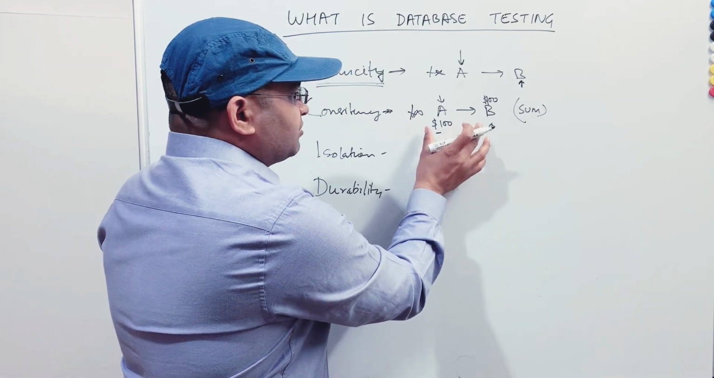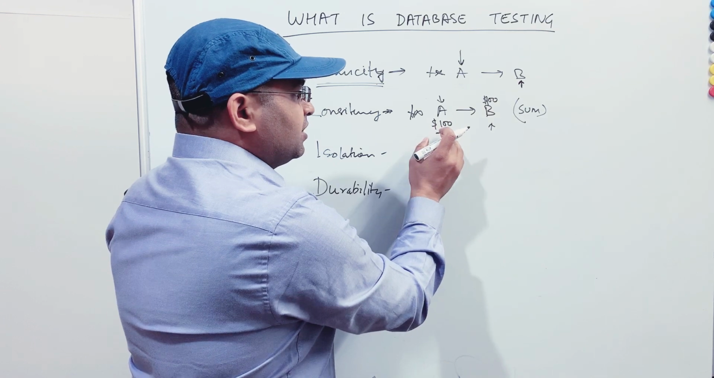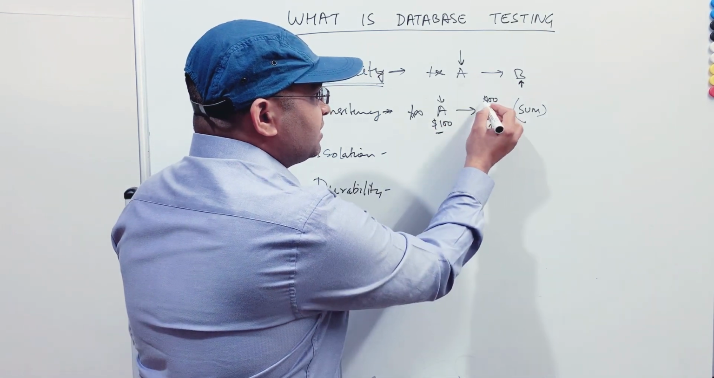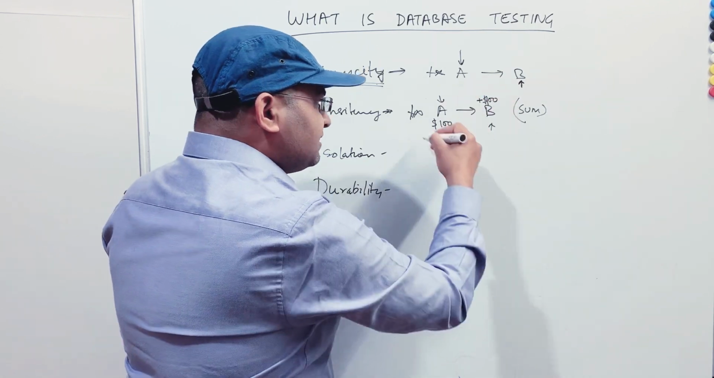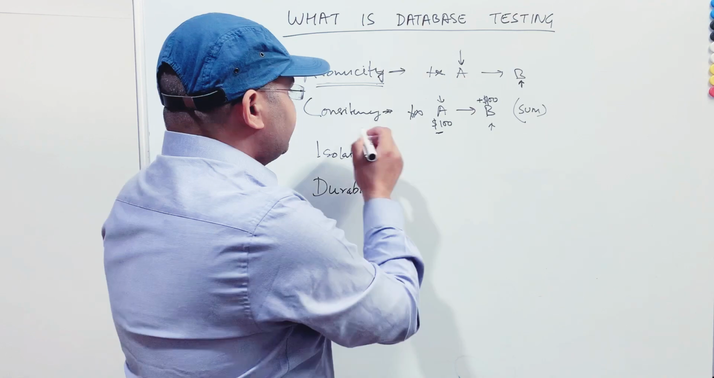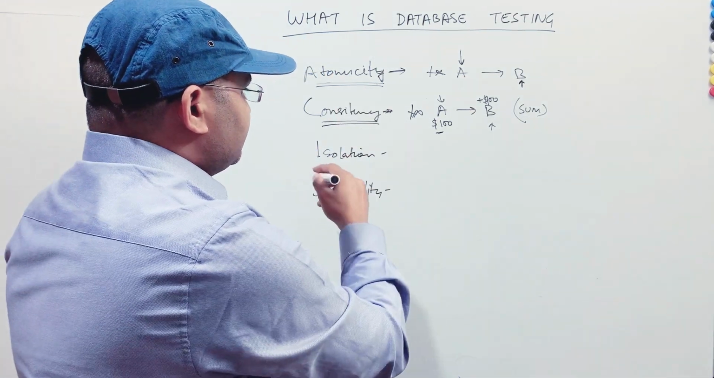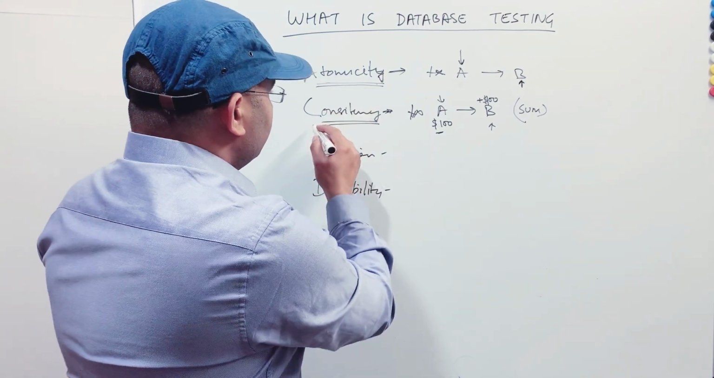Before the transaction, the sum of both the accounts will be the same. Now after the transaction, $100 will be debited from here, but it will be credited to the B account, right? So still the sum should be the same, and that's what the consistency property is of the ACID properties verification, right? So consistency.